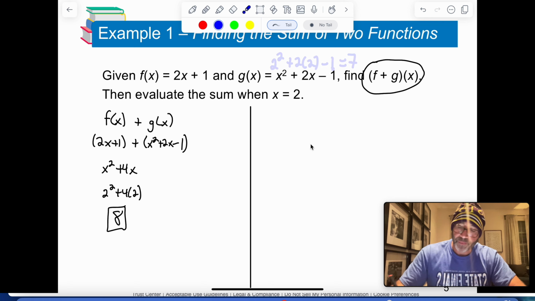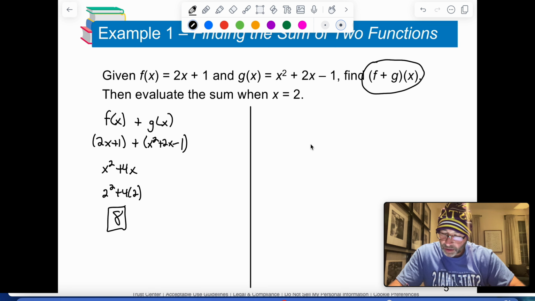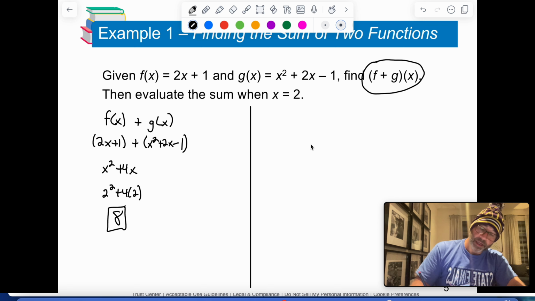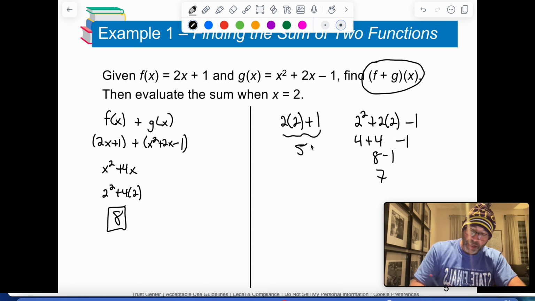And we said that, I have a mistake here, don't I? Yeah, x squared plus 4x, plus 1 and minus 1. All right, hang on, let's just do this. So if I put in 2 times 2 plus 1, that's going to equal 5. And if I put in 2 squared plus 2 times 2 minus 1, we're going to get 4 plus 4 minus 1, which is 8 minus 1, which is 7. And if I take those and add those together, 5 plus 7 is going to equal 12.